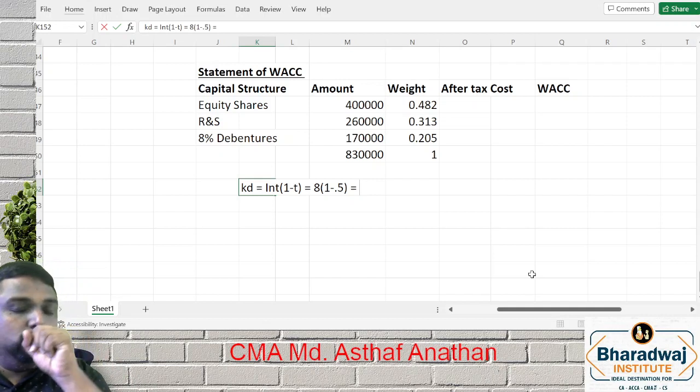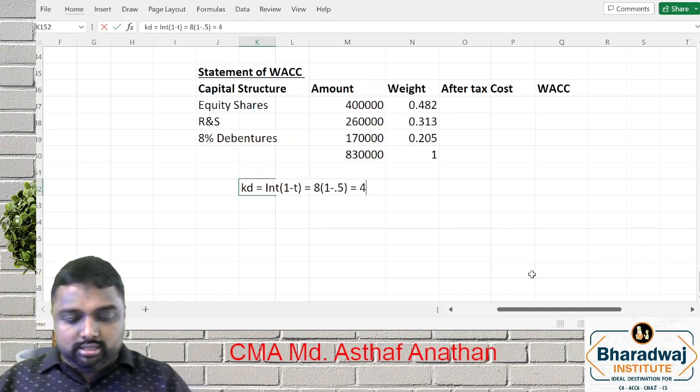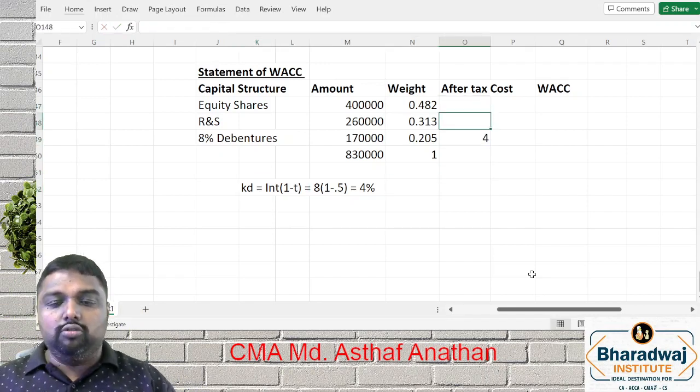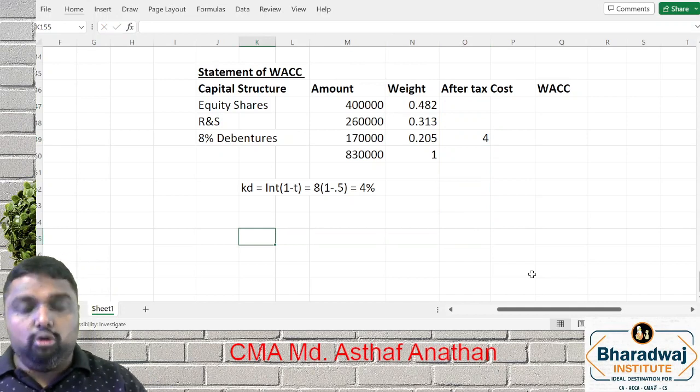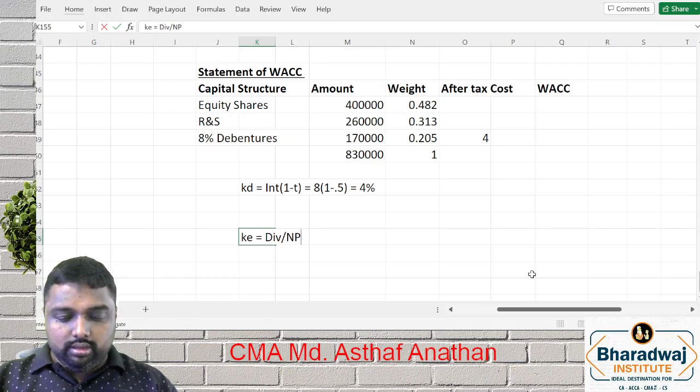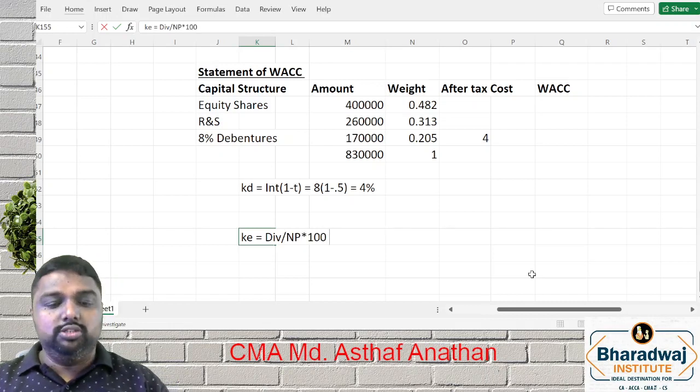If you are doing book value method, market price will not be considered. So you will get 4%. Now you have to find out K only. See, growth rate is not given. So normal method only. That is K is equal to dividend by net proceeds into 100. Net proceeds means your book value.